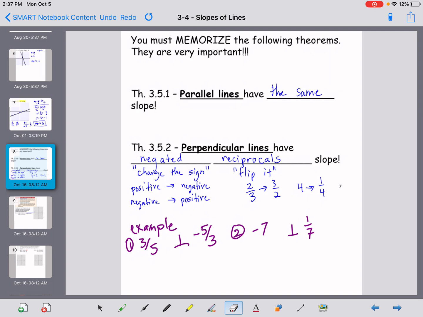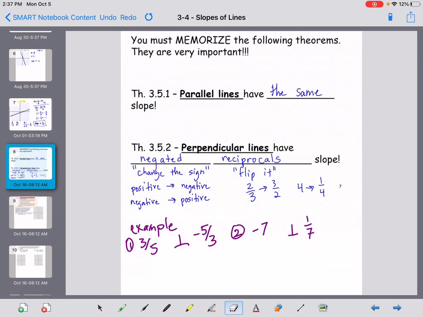2/3, the reciprocal of 2/3 would be 3/2. The reciprocal of 4 would be 1/4. So what I'm saying down here in purple with these examples, if I have one slope that is 3/5, the perpendicular slope would be -5/3. I flipped the fraction and I changed the sign. My example 2, if I have a -7, a perpendicular slope would be a 1/7. And notice how it's positive.